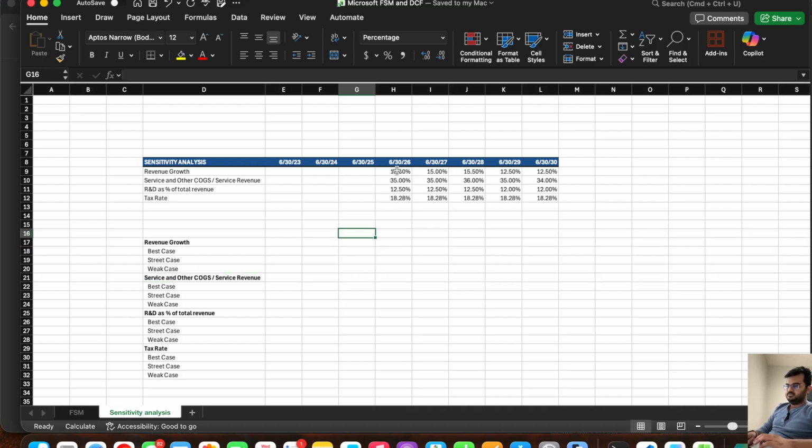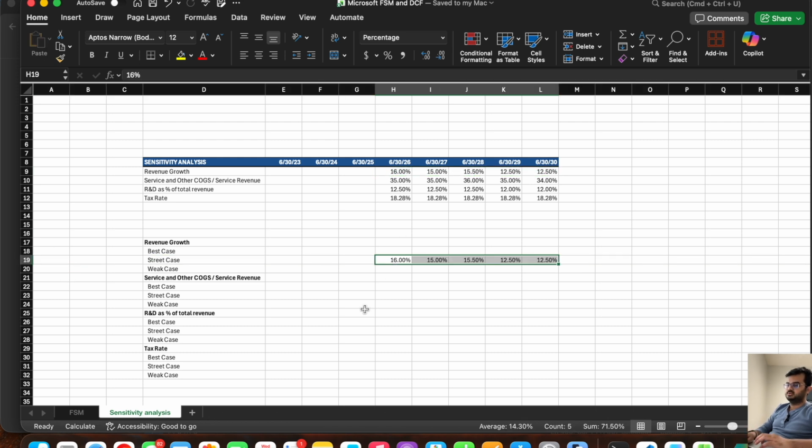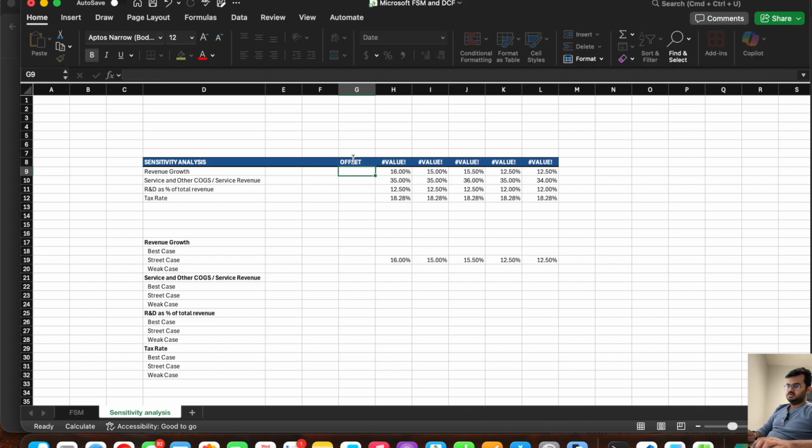Perfect. So if it is revenue growth, we already know the numbers which we gave, which is nothing but the street case number. I'll just put it in here. Now what we can do is, I'll just remove all these and offset. No, I will keep that number here and then we'll just do the offset here, not in this column.